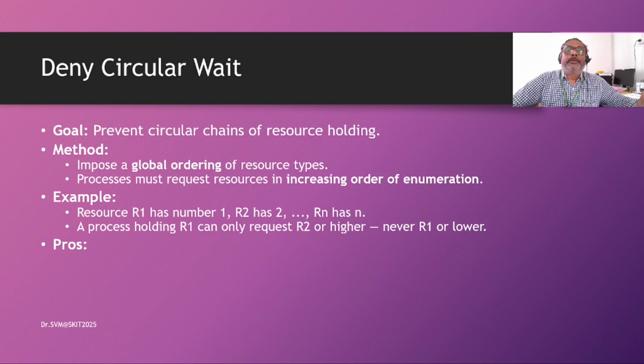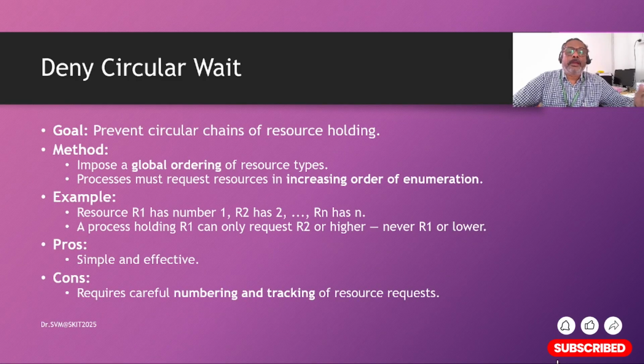So the positive side of avoiding this condition is that it is simple and very effective, but the negative side is that it requires careful numbering and tracking of resource requests. Numbering the resources is one side, and then tracking the requested resources. This is going to create a lot of overhead. We waste most of our time working on the numbering and tracking rather than on the real problems. That is the negative side of denying the circular wait.